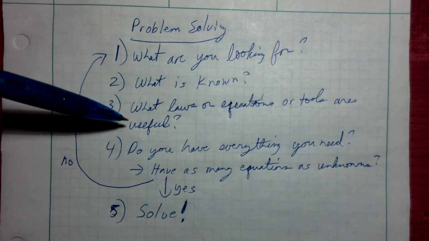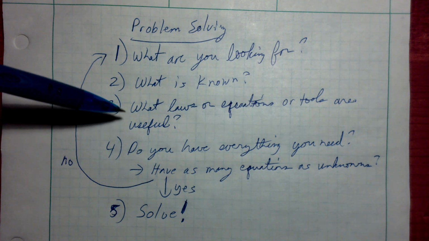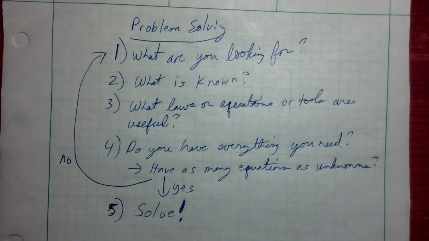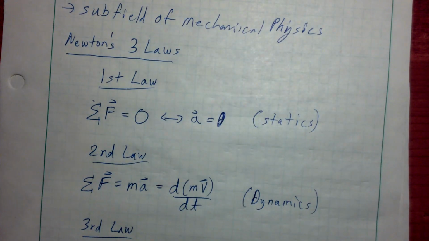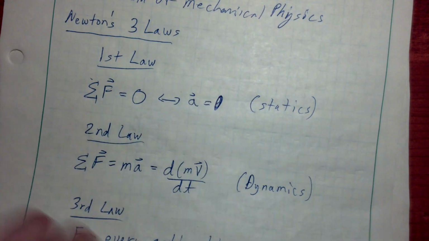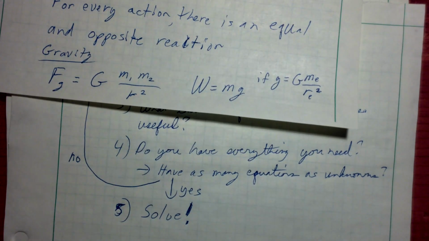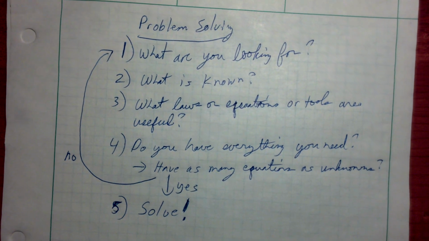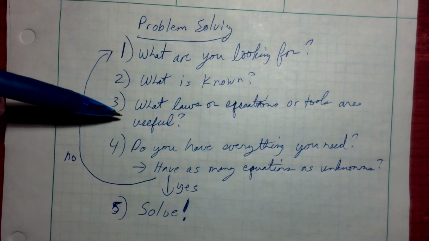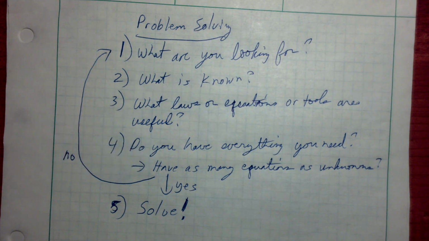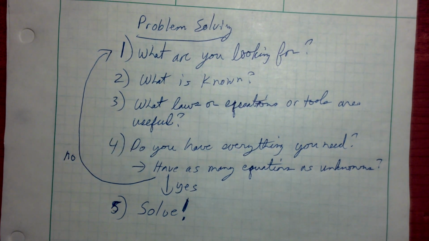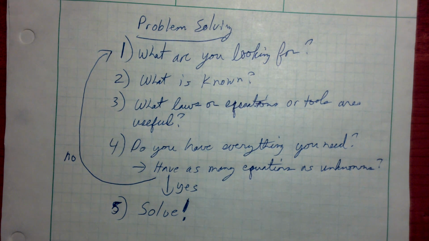Step 3 is what laws or equations or tools are useful. Here's for sure where you're going to draw a free body diagram, and in a statics course, you're going to apply Newton's first law. Because it's static, the sum of forces is 0, it's not accelerating. So that's probably the first relationship you're going to apply. Then you're going to hit a point: do I have as many equations as I have unknowns? If the answer is yes, then just go solve.